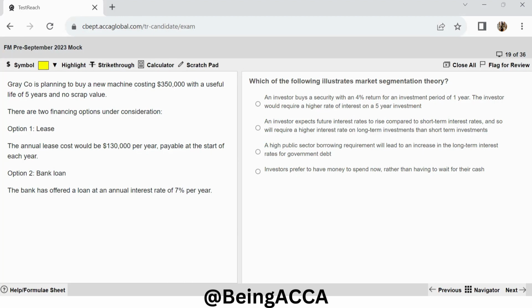So from the options that are given to us, the second option says investor expects future interest rates to rise compared to short term interest rates, and so will require a higher interest rate on long term investments than short term investments. Although the four statements that are given to us over here are very closely linked to each other, the perfect illustration for market segmentation theory will be the third option. A high public sector borrowing requirement will lead to an increase in the long term interest rates for government debt. So this is the illustration of the market segmentation theory. So let's move on to the next question.